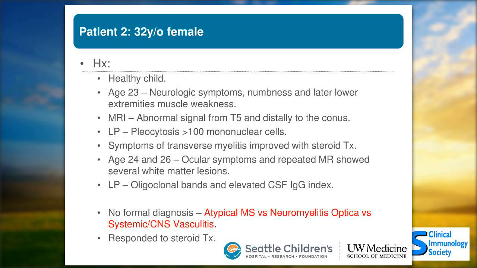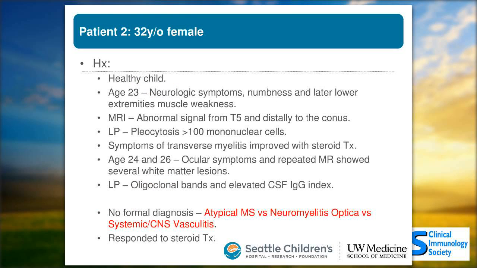So the second patient, that's her sister, younger sister. She's 32 years old now, and she has a somewhat different clinical history. So she was a healthy child, totally healthy child with no issues with autoimmunity, no recurrent infection, basically normal. And the first time she presented was around the age of 23.